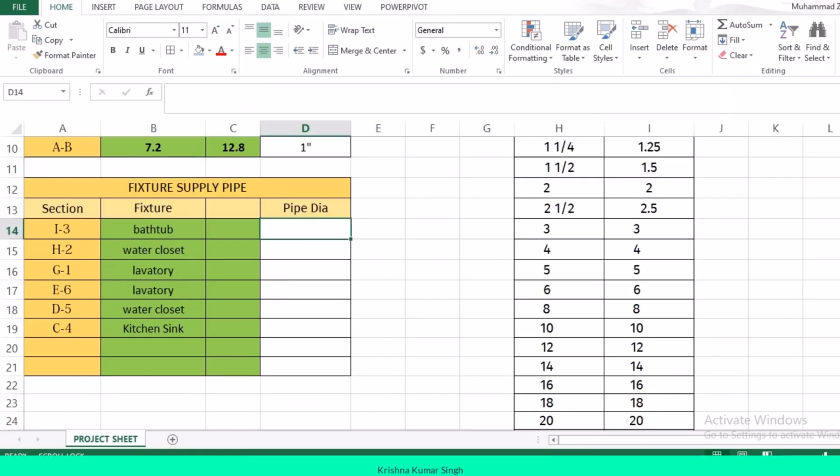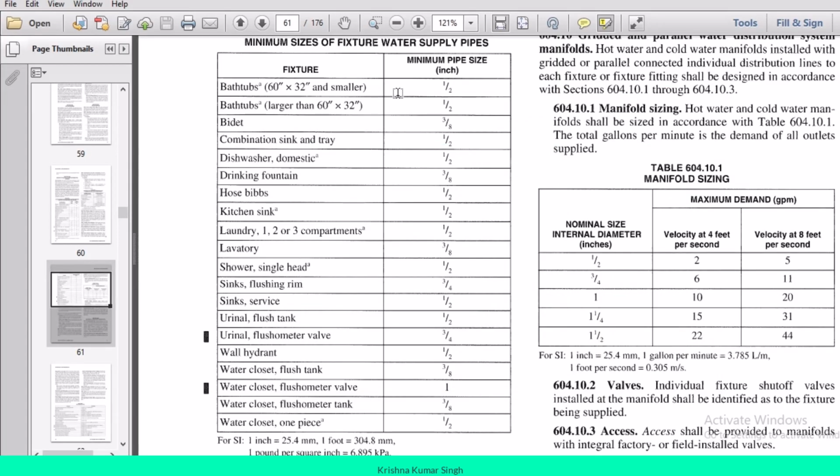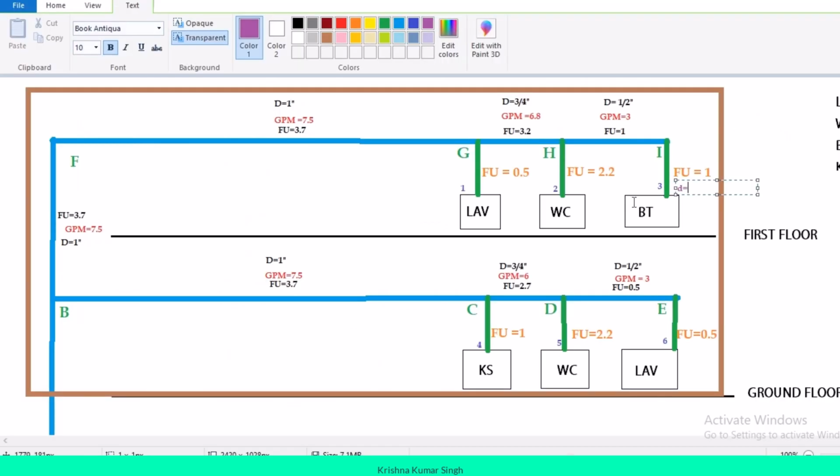First of all, starting from the most remote fixture, which is the bathtub. The bathtub is connected with one fixture supply pipe. The diameter d equals to... the size of bathtub over here is given for 60 by 32, smaller size or larger size, both are using 1 by 2 inches. So we will write down here 1 by 2 inches.